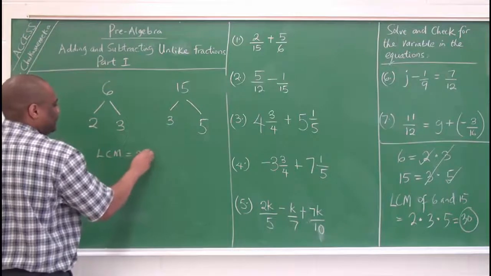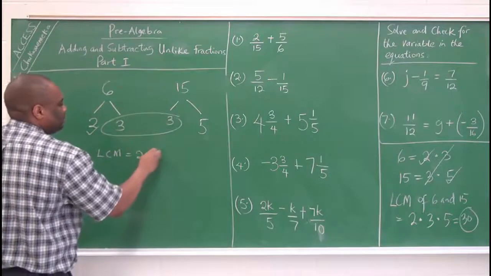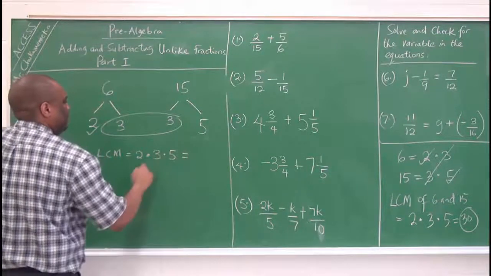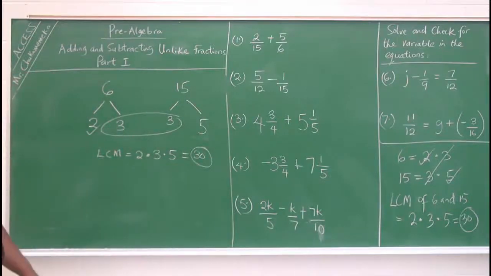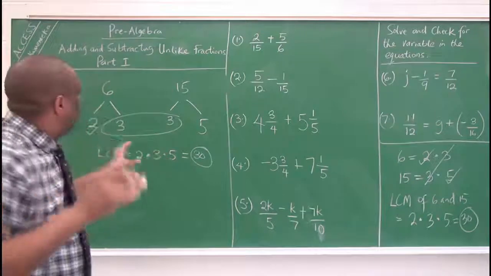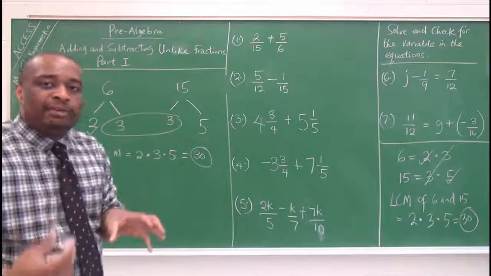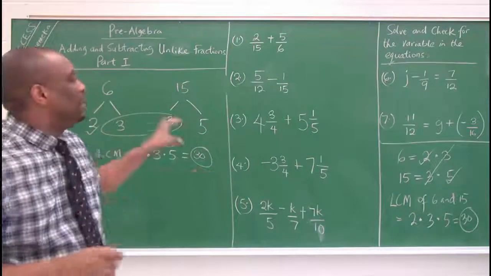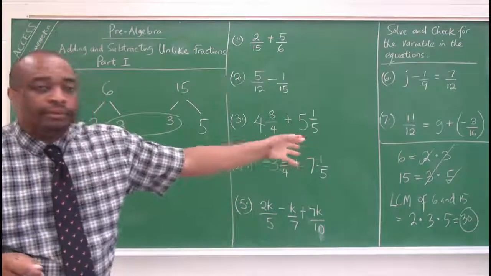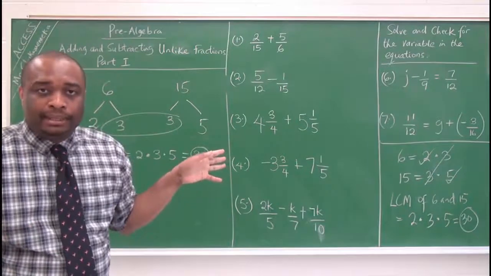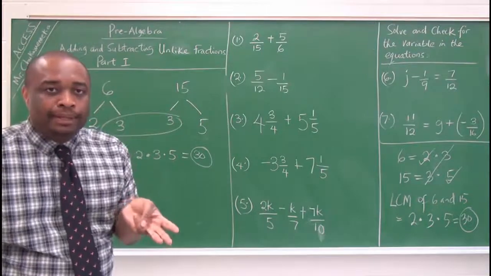LCM will now be 2 times. You count 2. Then, because 3 appeared twice, take it 1 time times 5. And that will give you 30. Yeah. But you make sure that you find the prime factorization of those multiples. Finding the prime factorization of those multiples means that you make all the factors to be prime numbers. Okay, 2 is a prime number, 3 is a prime number, 5 is a prime number.